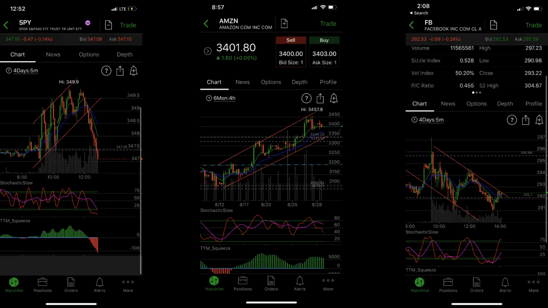Is this a flag? What makes this not a flag? From what I said earlier, what makes this not a flag right here? There's no big movement. Yeah, so there's no.